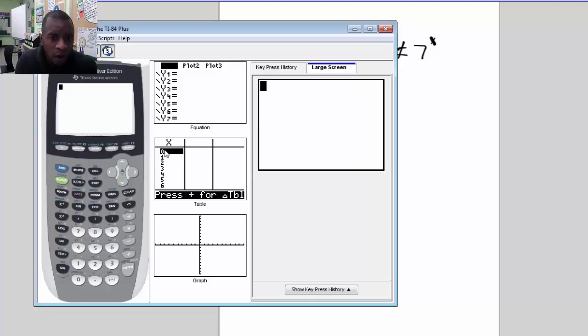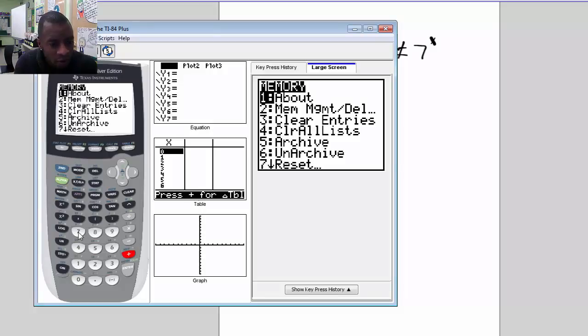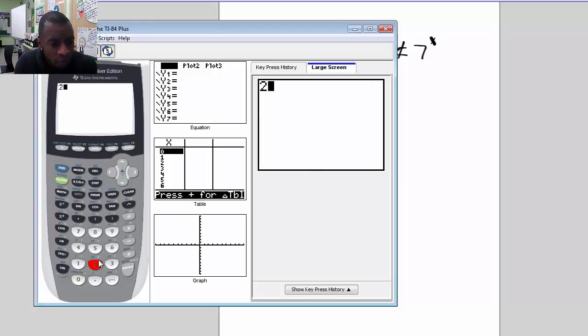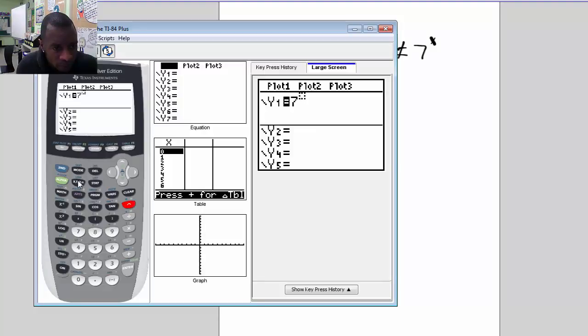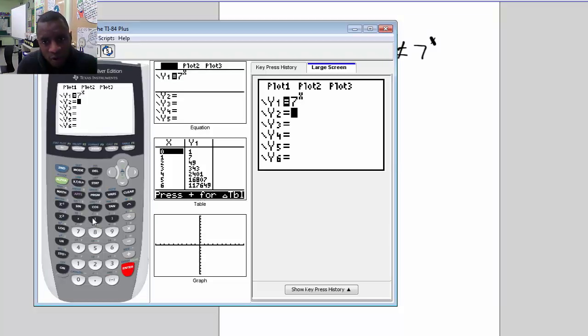All right, so let's grab our graphing calculator. And remember, you want to clear your screen, so you want to press second, mem, 7, 1, 2. Okay, let's just clear that out. Now we want to go to our graphing tool, so y equals, and we want to plot our two equations. So we're going to have 7 raised to the x power in y1, and y2 is just going to be our right-hand side, which is 400.